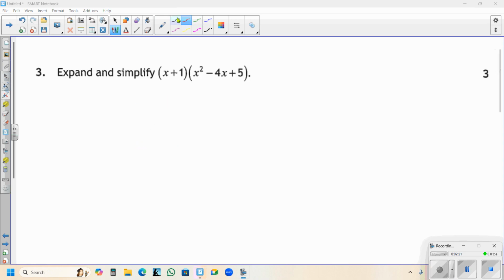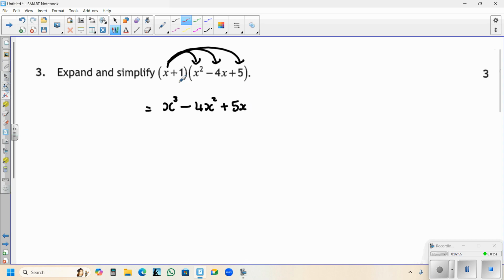Question number 3, when we've got a 2-term bracket and a 3-term bracket, we use rainbows. So we start with x and we multiply every single thing in that second bracket by x. Now, that's starting with x to the power of 2. If we're multiplying everything there by an x, we're going to increase everything by a power of x. So x times x squared gives me x cubed. x times minus 4x gives me minus 4x squared. And x times 5 gives me 5x.